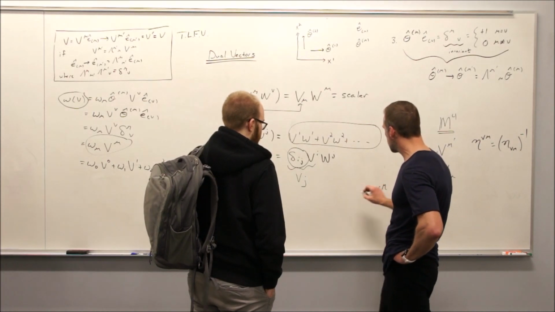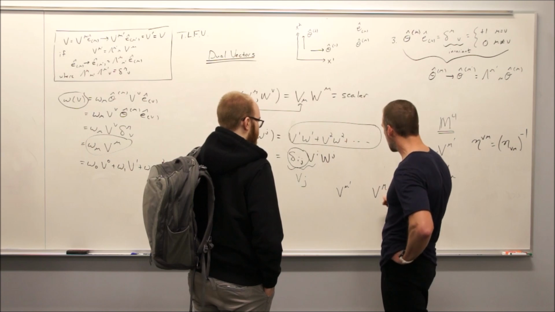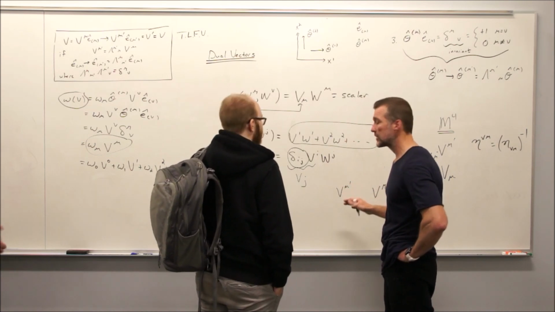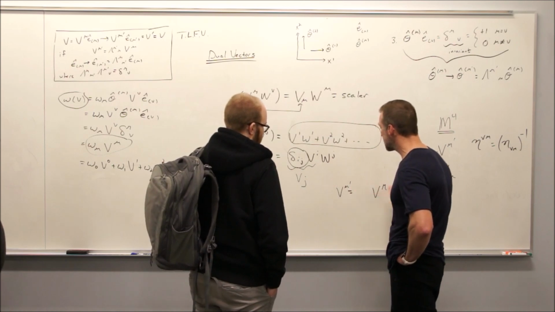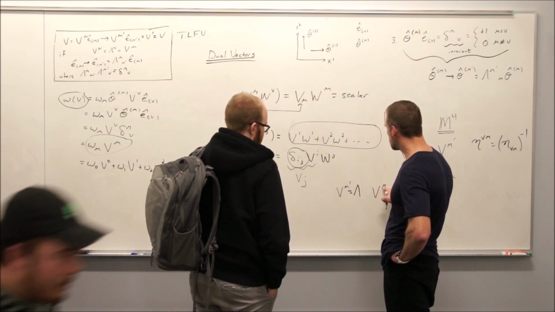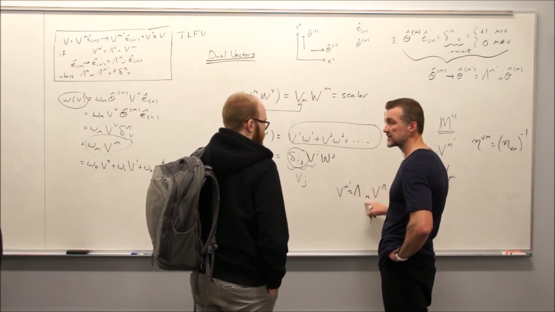We want to take the upper index and get back to the upper index, because we want to get another vector just in a different coordinate system. So just to get the indices to work out, it has to combine with this, which means it has to have a lower one.